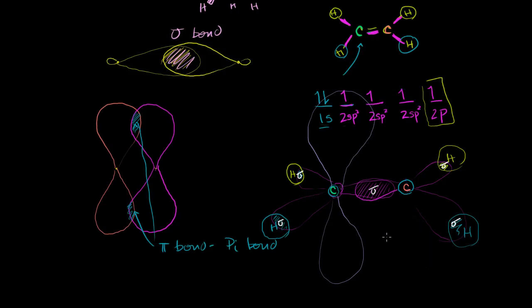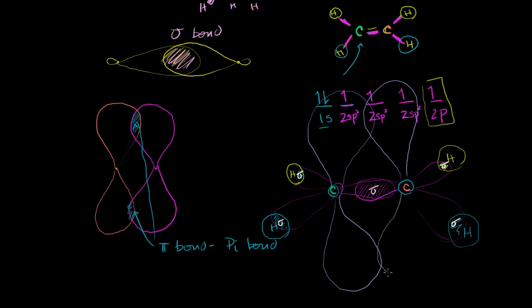Oh, and those bottom two have to overlap, so let me draw them bigger. So it looks like that, and it looks like that. And they're going straight up and down. And notice, they are now overlapping. So this bond right here is this bond. I could have drawn them in either way. But it's that second bond.